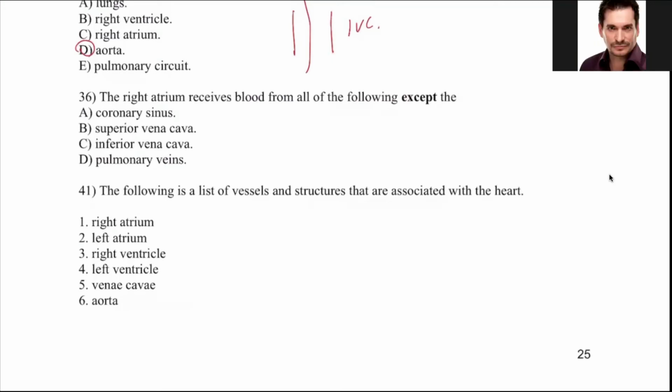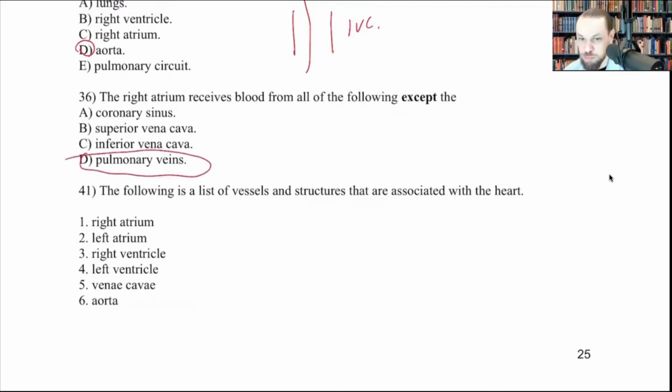The right atrium receives blood from all of the following except the pulmonary veins. D. Yeah, that is correct. Which part of the heart receives blood from the pulmonary veins? This would be the left atrium. Left atria is correct, right?